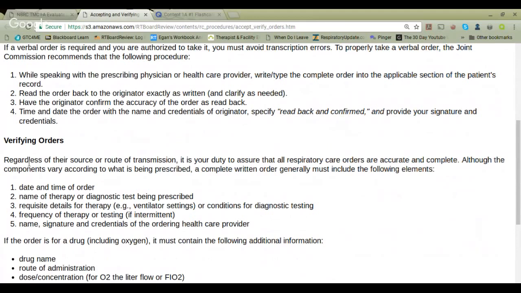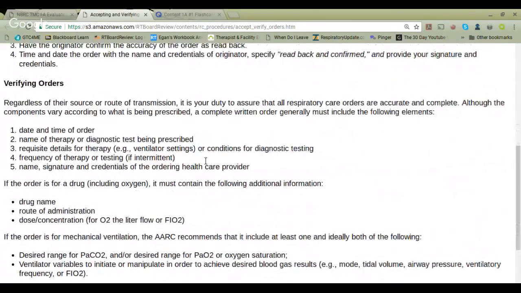Verifying orders. Regardless of their source or route of transmission, it is your duty to assure that all patient care orders are accurate and complete, although the components vary according to what is being prescribed. A complete written order generally must include the following elements: date and time of order, name of therapy or diagnostic test being prescribed, requisite details for therapy or conditions for diagnostic testing, frequency of therapy or testing, name, signature, and credentials of the ordering healthcare provider.